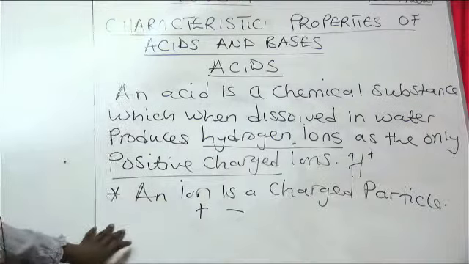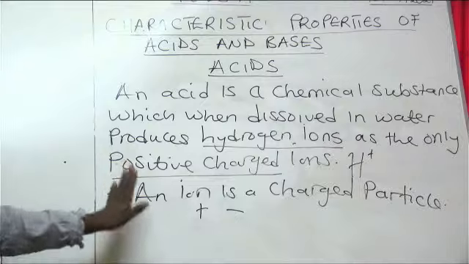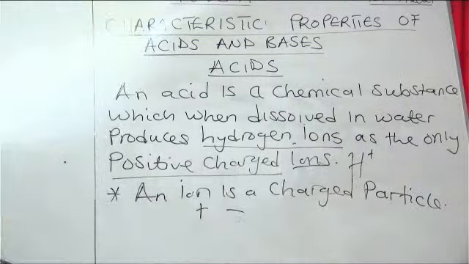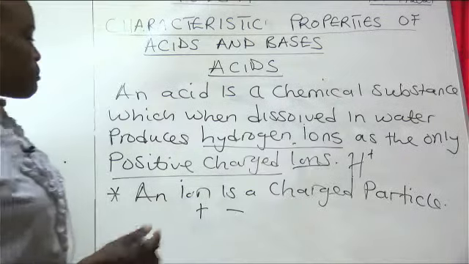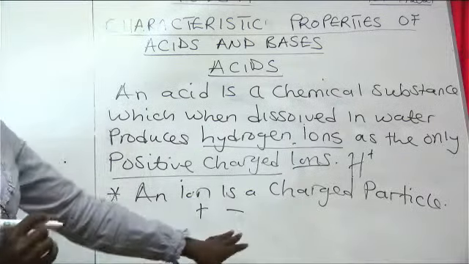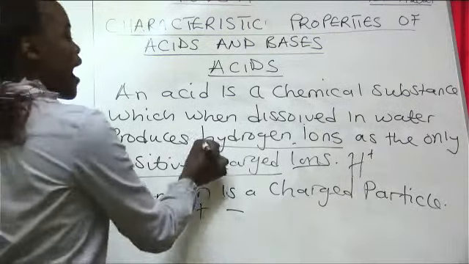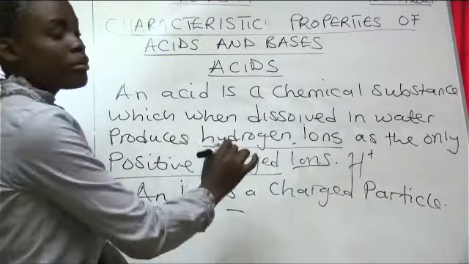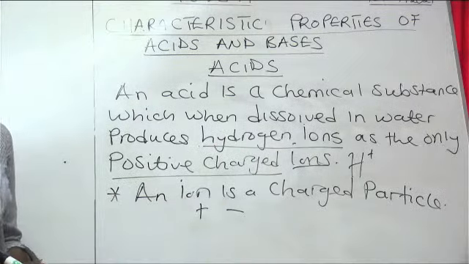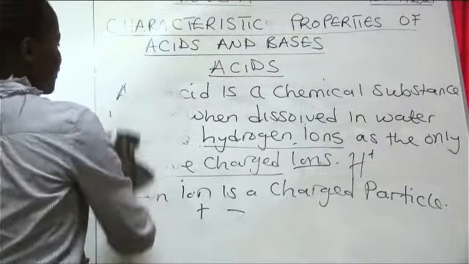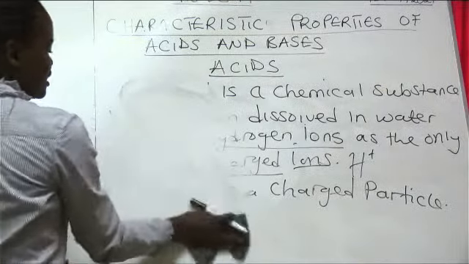So this is the definition of an acid. The term ions refers to a charged particle. It can either be positively charged or negatively charged. But an acid produces hydrogen ions which are positively charged. What are the characteristics of acids? How do you know that this is an acid?